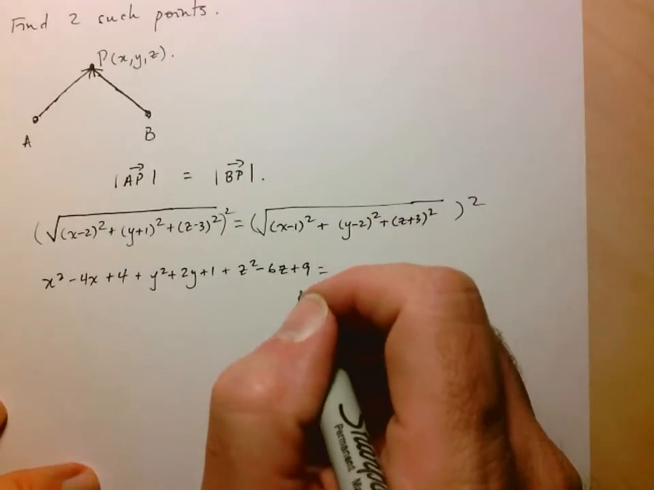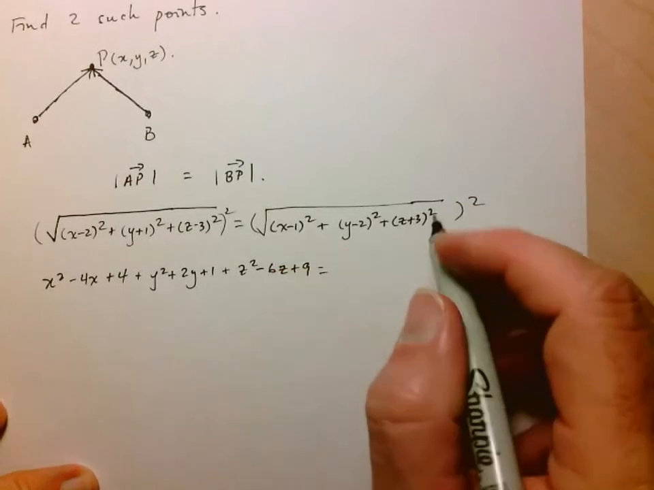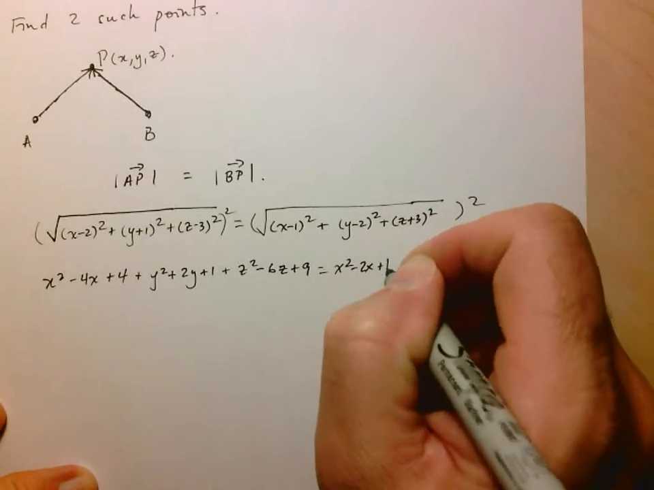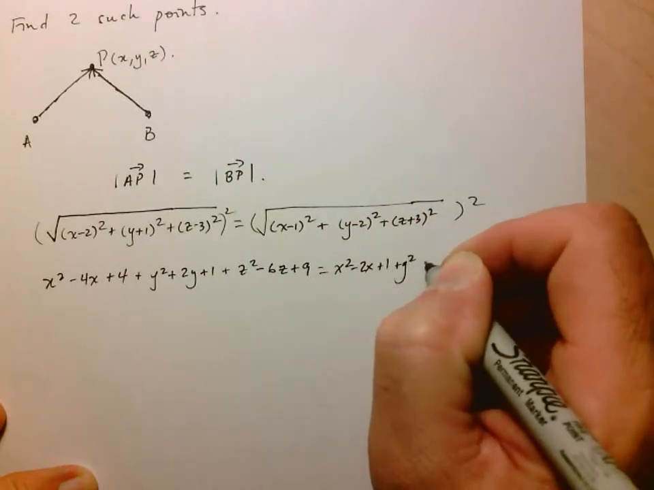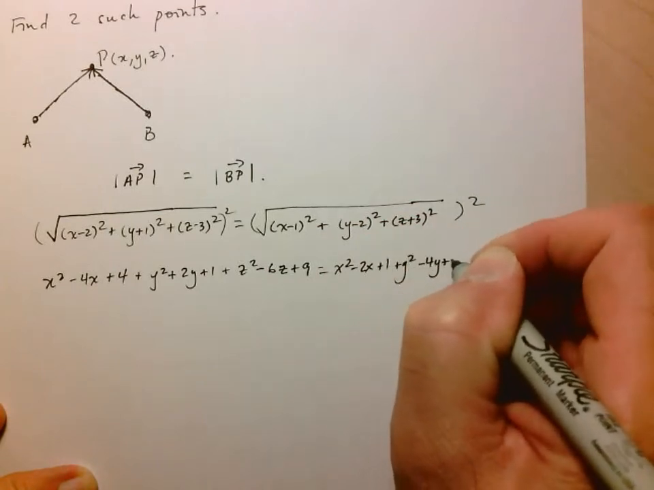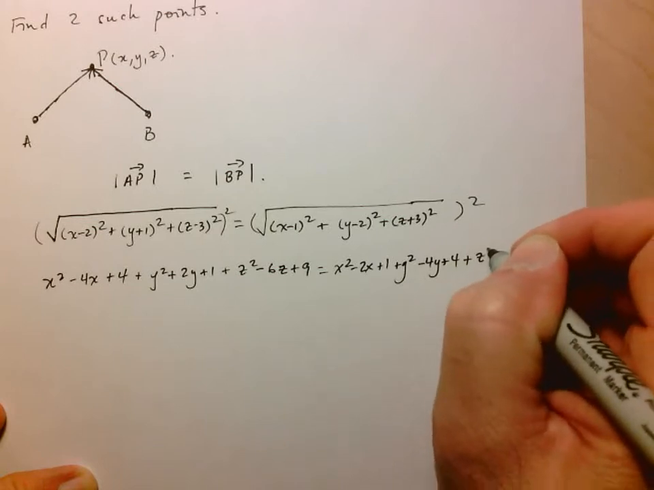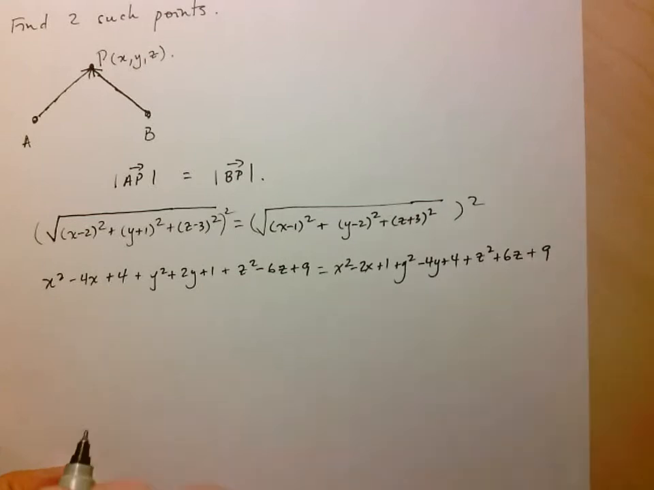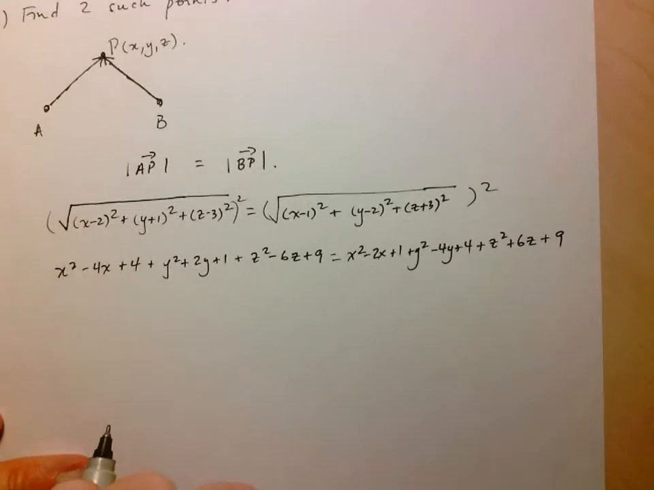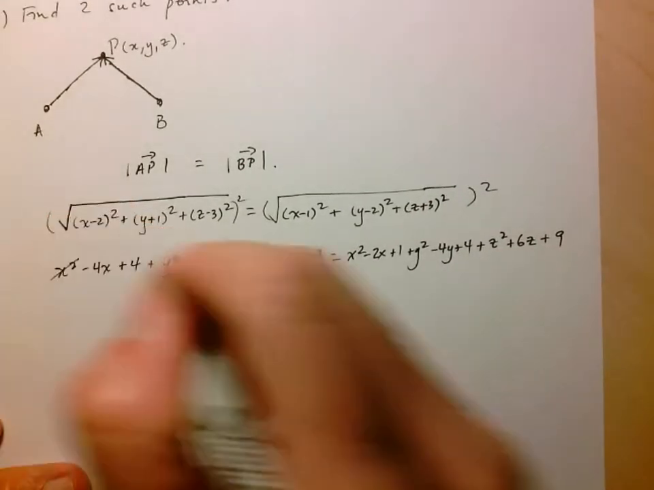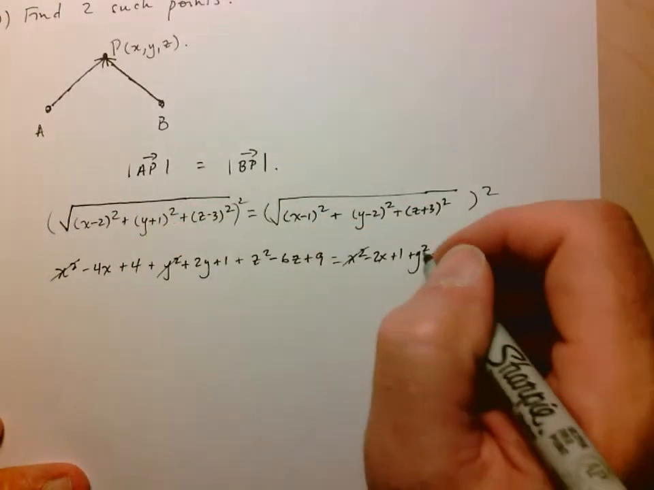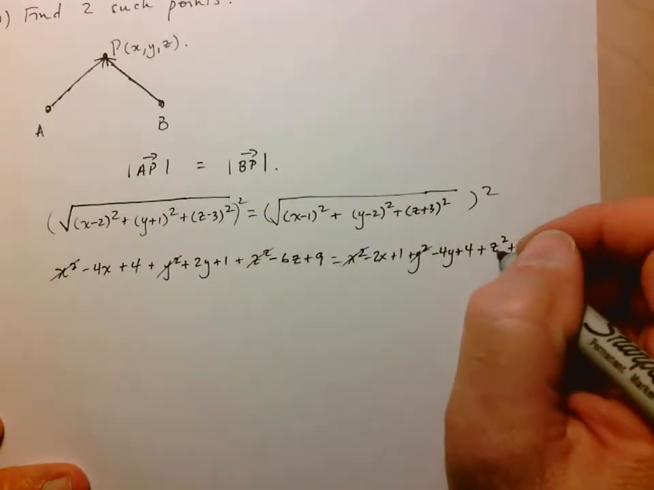Okay, and I'll do the same thing on the other side. I'll just expand these binomials. So I've got x squared minus 2x plus 1 plus y squared minus 4y plus 4, and plus z squared plus 6z plus 9. Okay, and as we've seen this type of problem before, we see that the x squareds on either side cancel out, and so do the y squareds, and so do the z squareds.